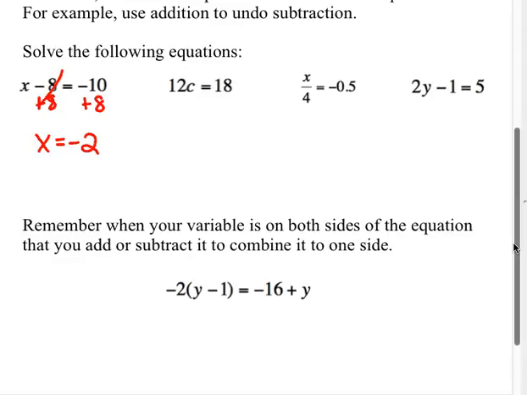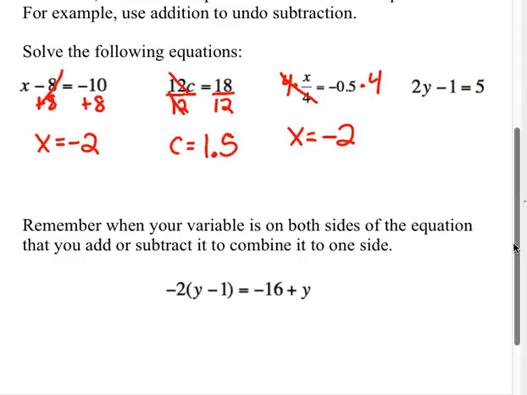Here, 12 is multiplying the c. So the opposite of multiplication is division. So I'm going to divide by 12 to get it away from the c. Well, 18 divided by 12 is going to give you 1.5. The next one, x divided by 4. Well, to undo division, we're going to use multiplication. So I'm going to multiply both sides by 4 to get the x by itself. Negative 0.5 times 4 is going to give me a negative 2.